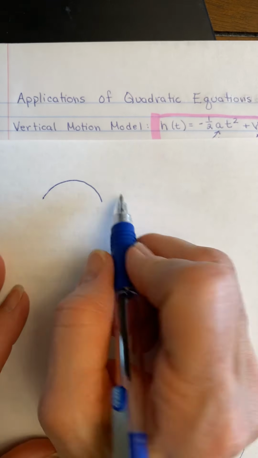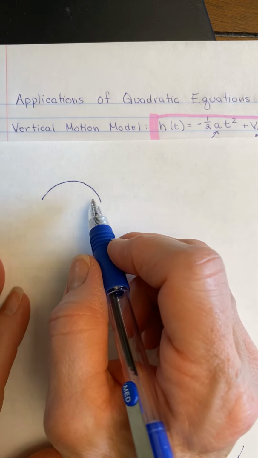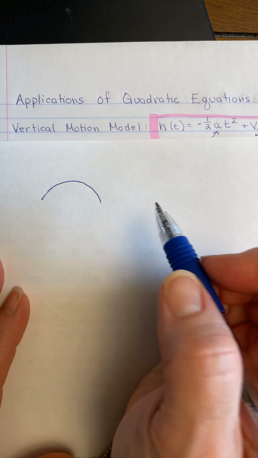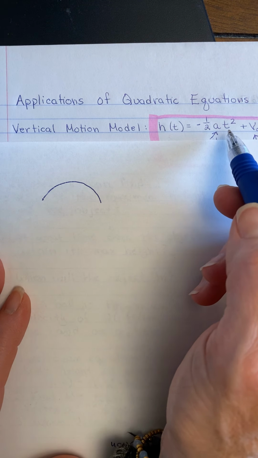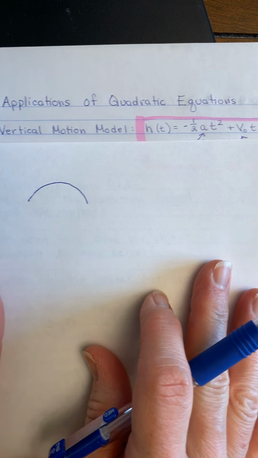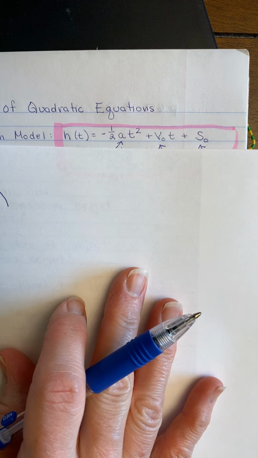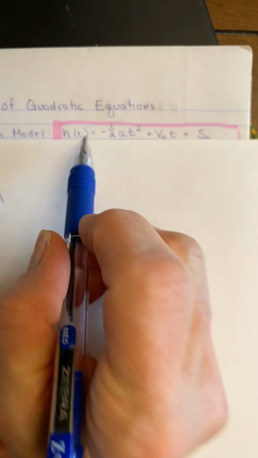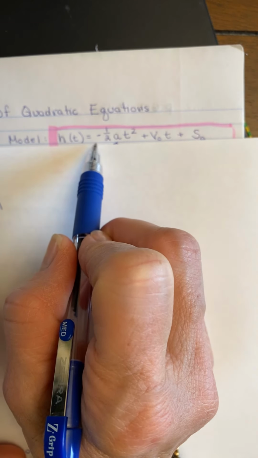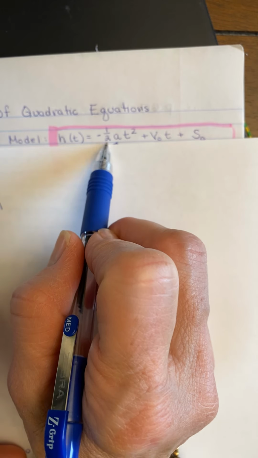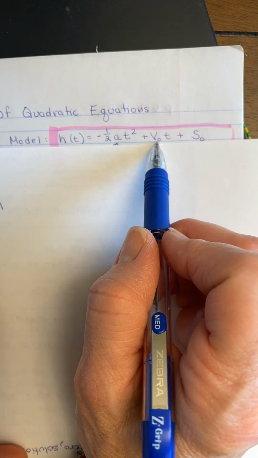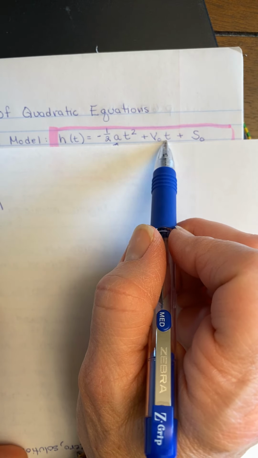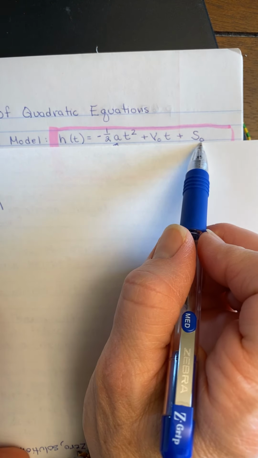Have you ever seen that? Not exactly, but something like that. Looks like part of a parabola. And parabolas, you know, are modeled by quadratics. And in fact, the height of any object at any time t is equal to negative 1/2 a t squared plus v sub naught, that's 0, t, plus s sub naught.